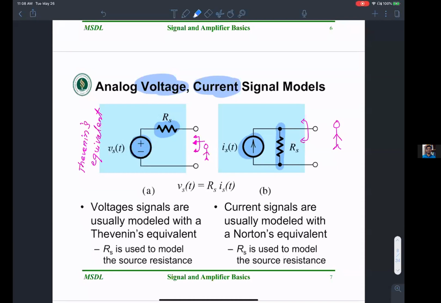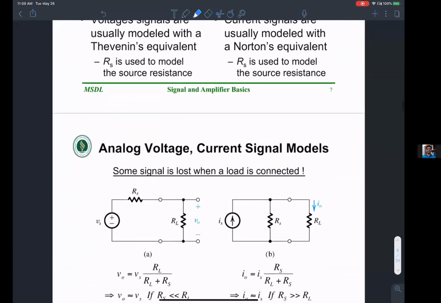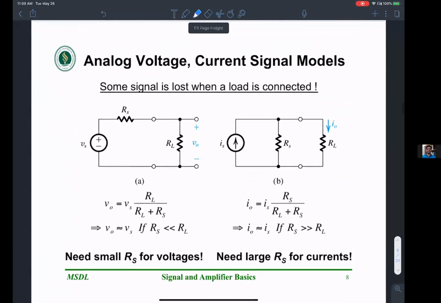So RS is used to model the source resistance, the resistance of the source itself. That's the idea of analog voltage and current signal models. We'll talk about this a little bit more when it becomes important. What we want to understand is that because of source resistance, we incur some loss in signal.